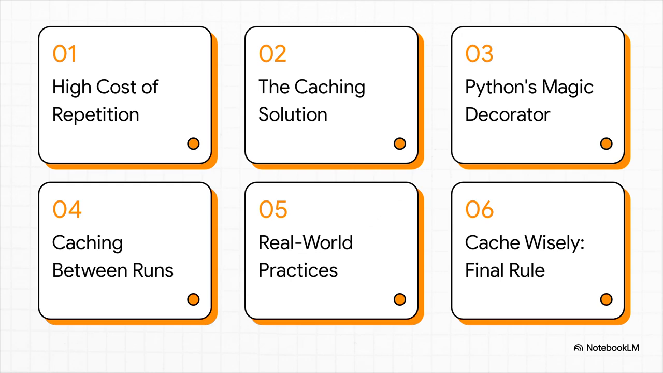All right, so here's our game plan. We'll kick things off by digging into the real problem, that high cost of repetition. Then we'll look at the solution, caching, and Python's amazing decorator for it. After that, we're getting practical. We'll cover how to make caches stick around between runs and what the pros do. And we'll wrap it all up with one final crucial rule, caching wisely.